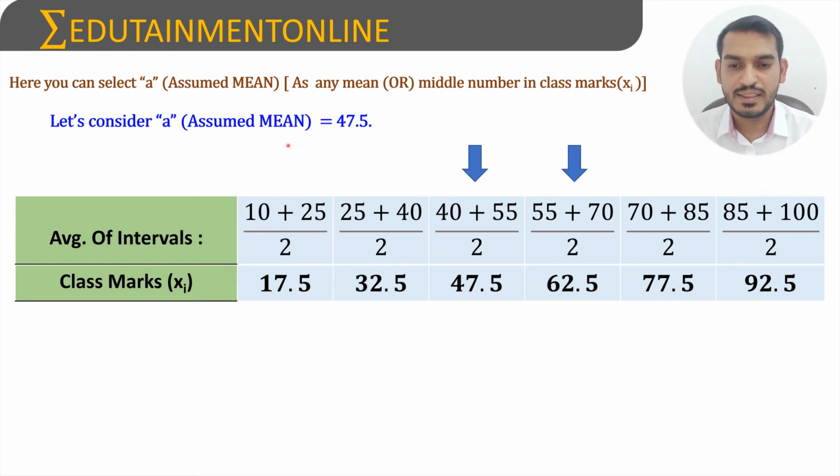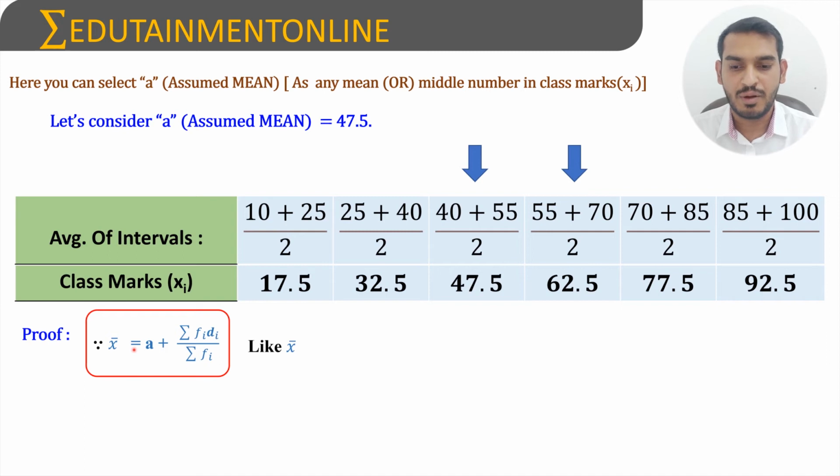So let us consider the assumed mean as 47.5. And one more thing to notice is the difference between each class mark, which is 32.5 minus 17.5, 47.5 minus 32.5. So the difference is 15.